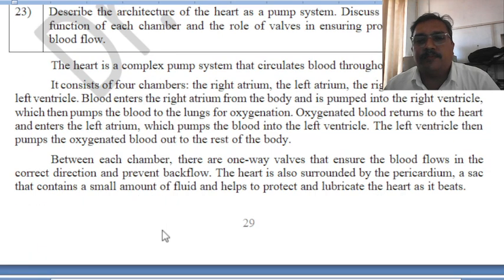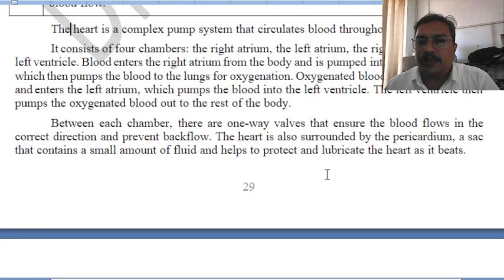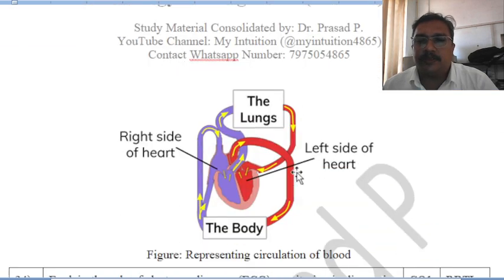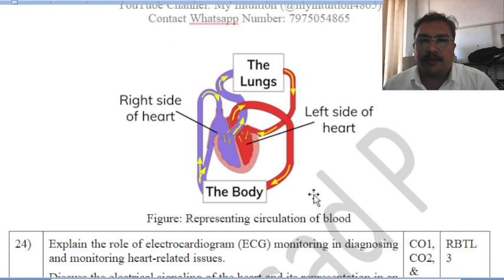Between each chamber there are one-way valves, which ensure that the blood flows in the correct direction and prevent backflow. The heart is also surrounded by a pericardium, which is a sac. It contains a small amount of fluid and helps to protect and lubricate the heart when it beats. This is the schematic representation: left side of the heart, right side of the heart, and how the blood circulates in it.